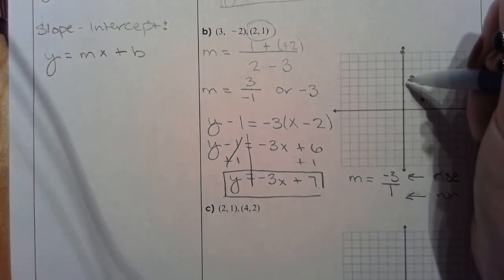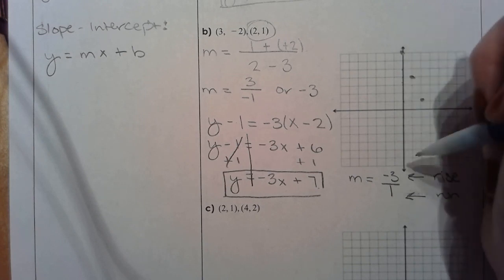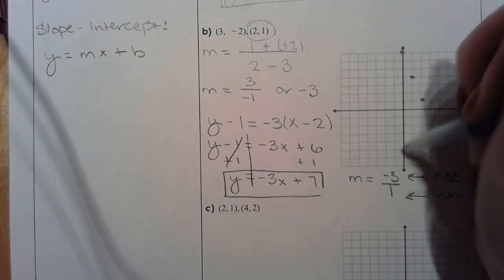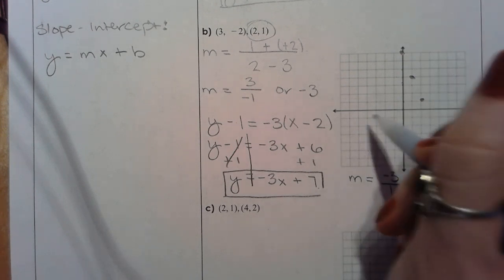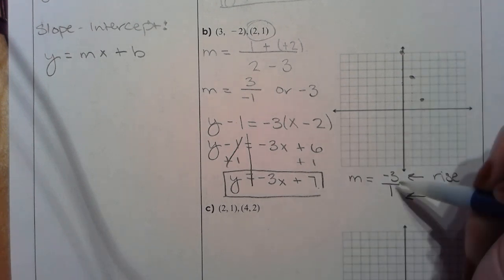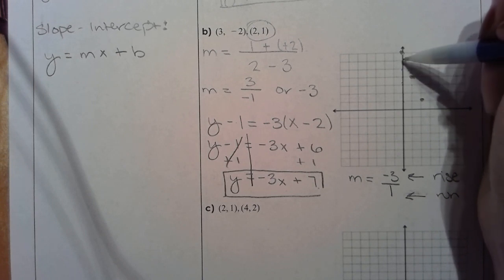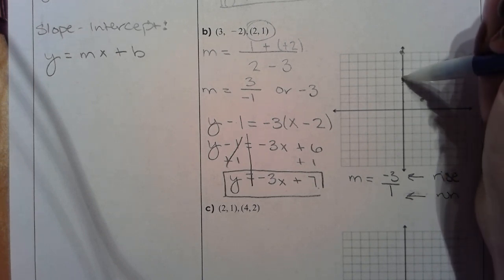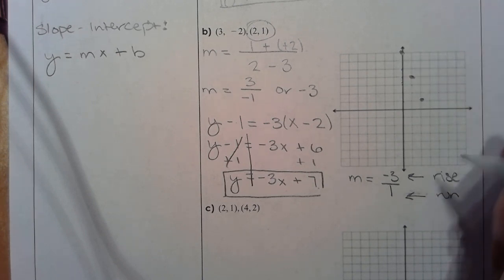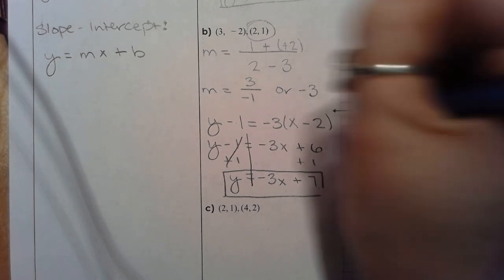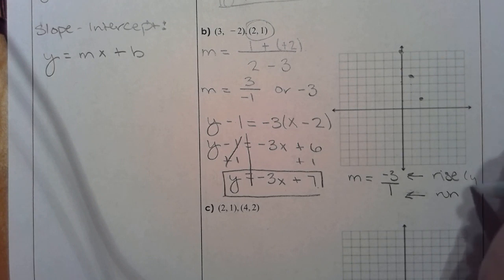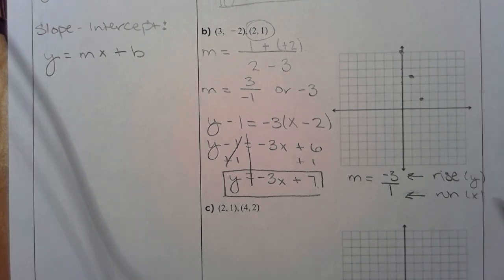So my rise is how many units I'm going along the y-axis, and my run is how many units I'm going along the x. So negative 3, my rise, I'm going down 3 along the y. And then my run, I'm just going over 1 along the x-axis. So I'm going to write y and x.